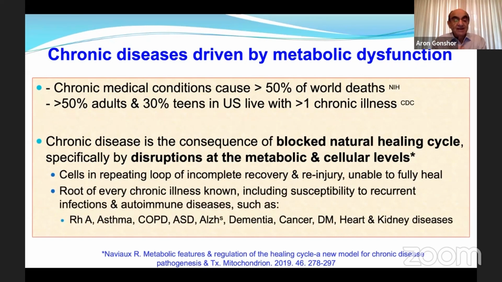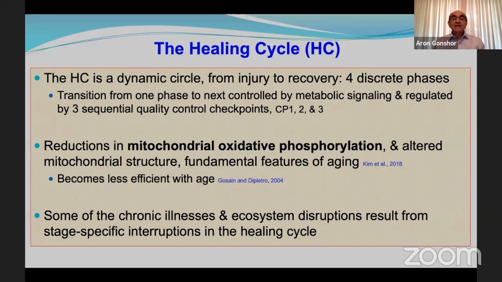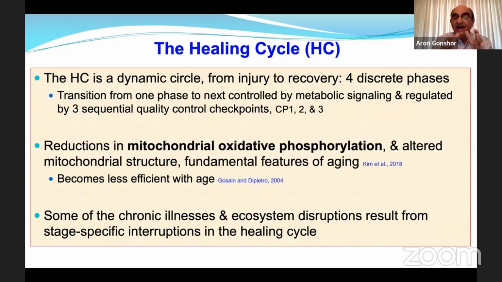And so we know that this seems to be the root of every chronic illness that is known, including, as I've noted here, the susceptibility to a whole number of recurrent infections and autoimmune diseases. And here, this list is incredible, from rheumatoid arthritis through to COPD, Alzheimer's, dementia, etc., diabetes, heart, kidney diseases. The rogues gallery continues.